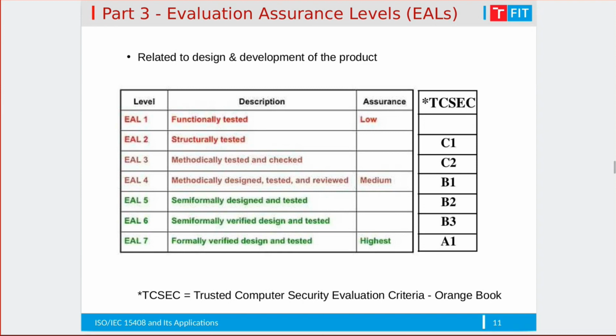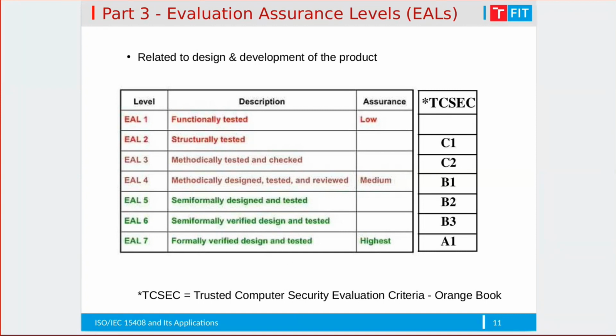Then we have EAL4, which is methodically designed, tested and reviewed, and it is suitable for an environment with a moderate to high level of security. And EAL5, which is semi-formally designed and tested. So analysis must include all the implementation, and it should be supplemented by a formal model and possibly a semi-formal presentation of the functional specification. So it's a more rigorous development approach.